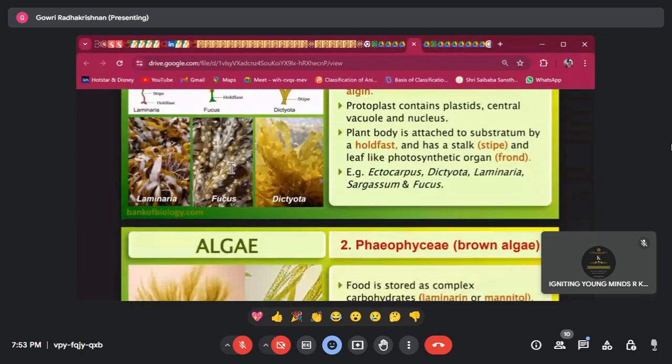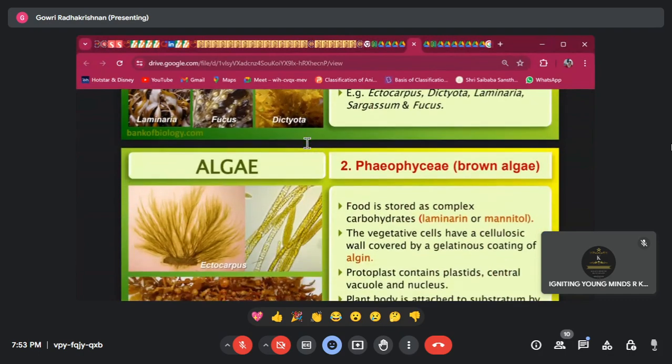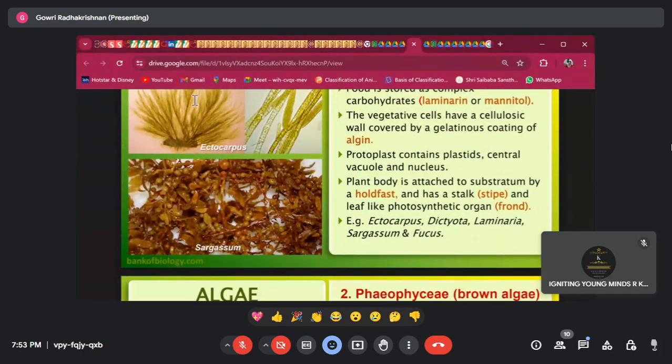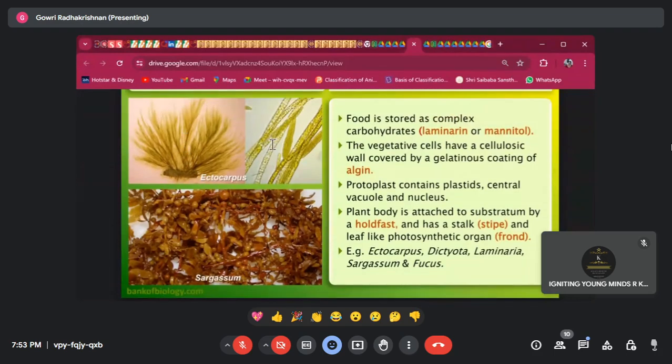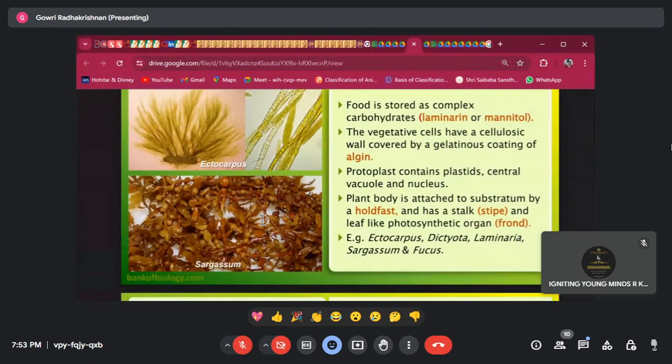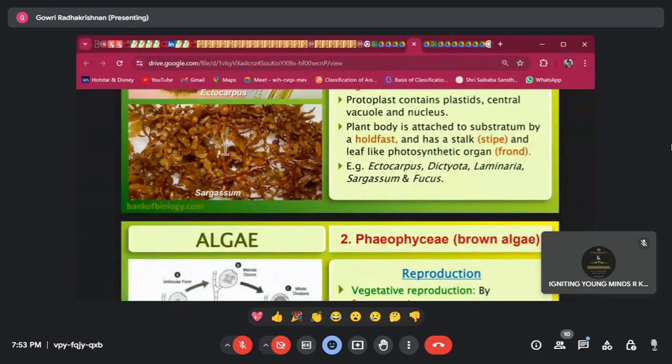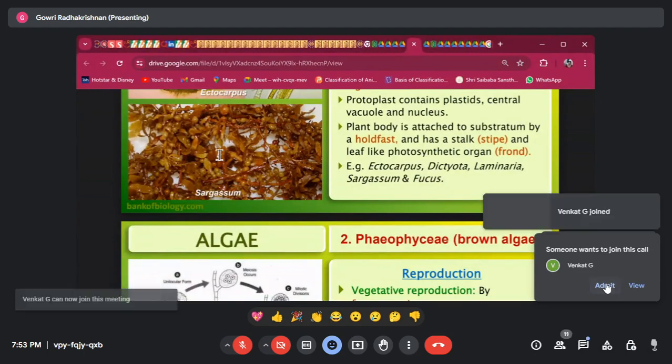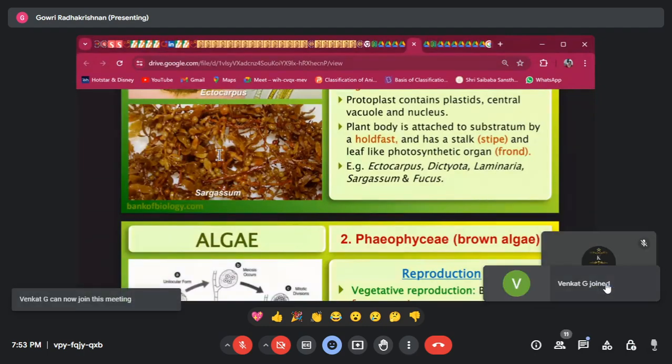You can see some pictures here. Laminaria here at the bottom, Fucus, Dictyota, and then Ectocarpus. This is an enlarged picture, and Sargassum. These are olive green, or brown, reddish brown, like that.